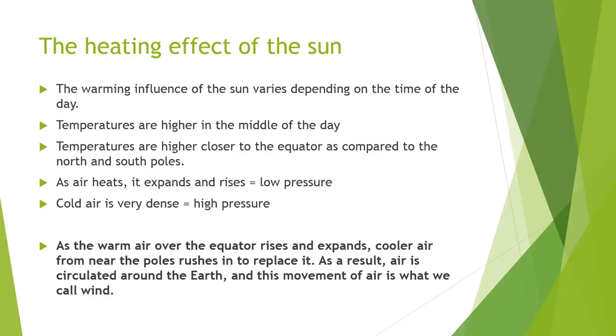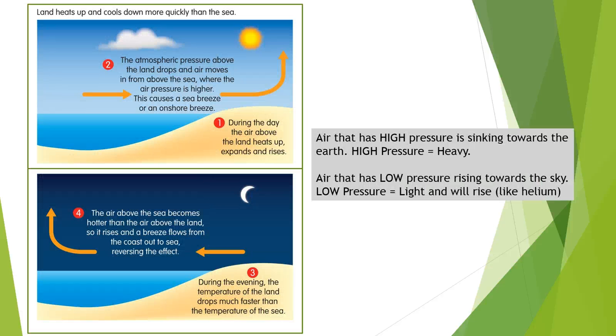So I've got to think about it. This is continually happening. Air of low pressure is rising, and that's creating a gap underneath, closer to the Earth's surface. So air that's got a higher pressure, which is closer to the ground, comes in from all areas to replace that. And that's what we call wind. That's what creates wind. Now these are two really good images that help explain the effect of the sun on high and low pressure.